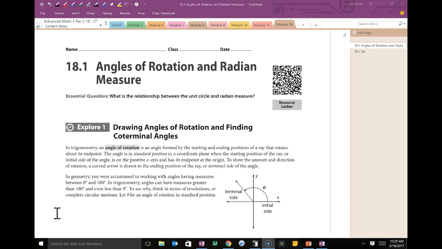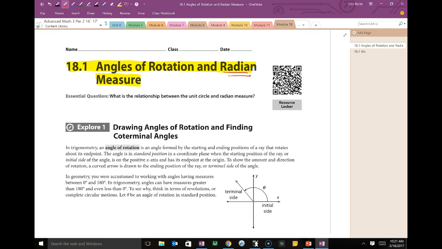Alright, so this lesson is basically going to be looking into the angles of rotations, and I'm introducing a completely brand new measurement to you. Okay, and that is called radian measure. Okay, so to understand exactly what a radian measure is, you understand what a degree is.